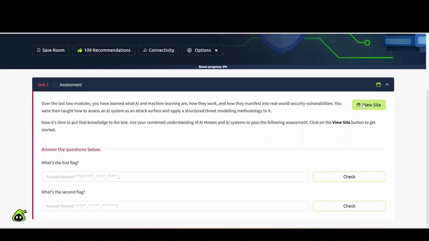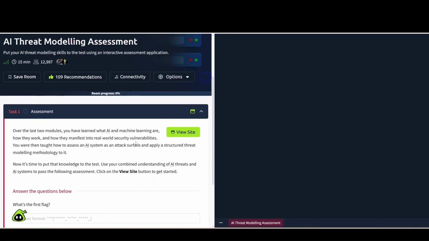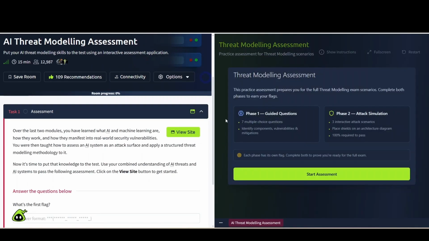All right, so we have 2 flags we need to get. So let's just take a quick look at this View Site here and see what's going on here. Threat modeling assessment. This practice assessment prepares you for the full threat modeling exam scenarios. Complete both phases to earn your flag. Phase 1, guided questions, 7 multiple choice questions, identify components, vulnerabilities, and mitigations. Phase 2, attack simulation, 3 interactive attack scenarios, place shields on an architecture diagram, 100% required to pass. Each phase has its own flag. Complete both to prove you're ready for the full exam.